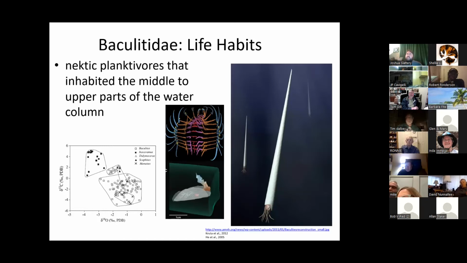And I think some new data that hasn't really come out yet is that they were probably moving up and down in the water column. That kind of research will be published in the next few years. So we think they're probably vertical migrants.